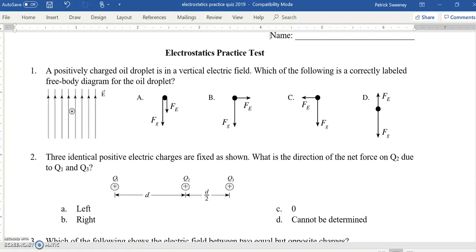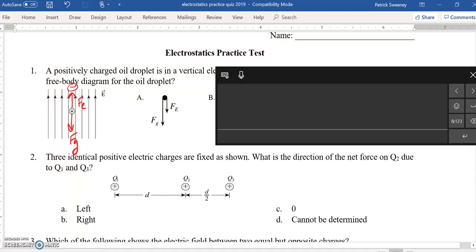Alright, let's go through some answers here. The first one, with this oil drop in the electric field, you've got a force of gravity pulling down on the oil droplet, and then since the electric field is pointed up, that means there must be some negative charge up here for the electric field lines to be going into, so that means there's some sort of attractive force pulling up, so that matches choice D.